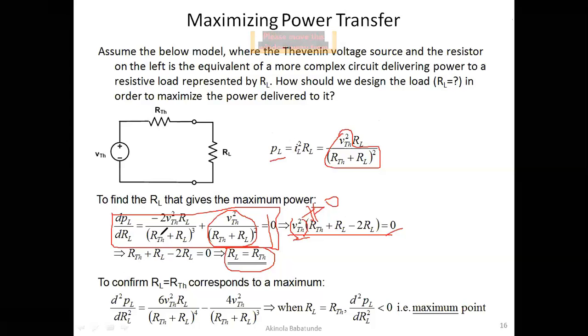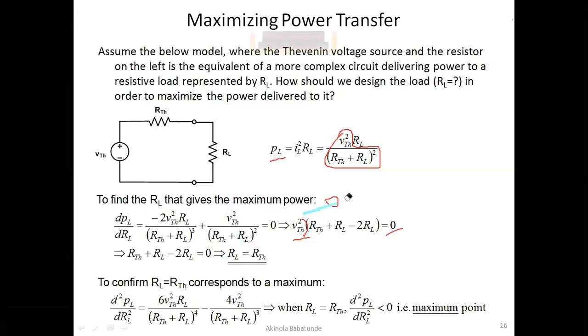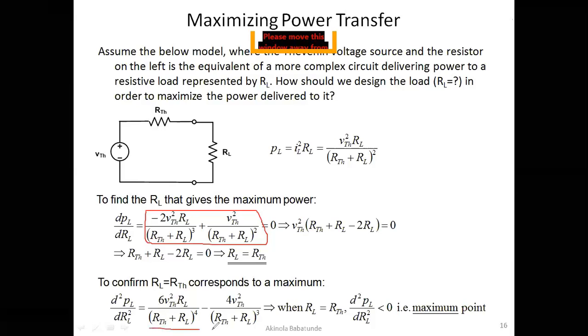So if you find the second derivative of what we already differentiated here, what you have is this: the second derivative of power with respect to RL squared, which is 6 V Thevenin squared RL over (R Thevenin plus RL) raised to the power 4, minus 4 V Thevenin squared divided by (R Thevenin plus RL) cubed. Whatever you obtain here has to be less than 0 for you to obtain a maximum value. Check out what would happen: replace R Thevenin with RL everywhere. Whatever we obtain has to be less than 0 at the end of the day. That is how to obtain our maximum point.